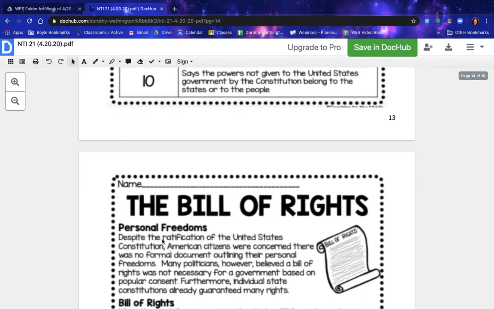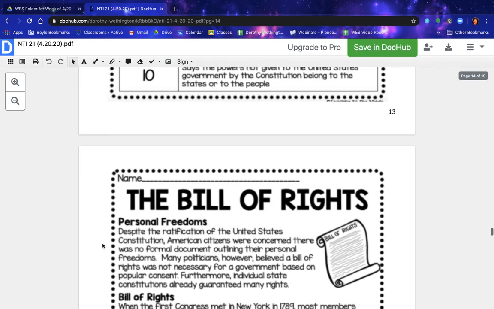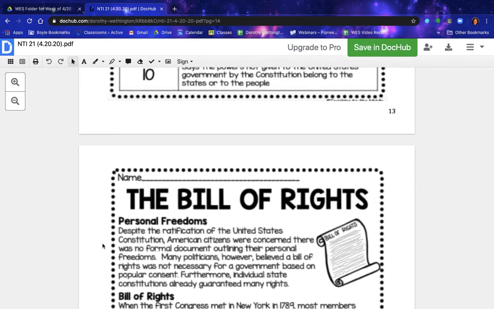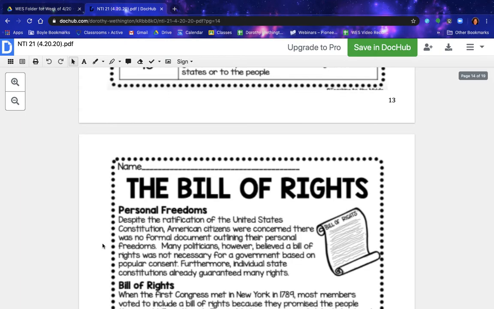The Bill of Rights, Personal Freedoms. Despite the ratification of the United States Constitution, American citizens were concerned there was no formal document outlining their personal freedoms. Many politicians, however, believed a Bill of Rights was not necessary for a government based on popular consent. Furthermore, individual state constitutions already guaranteed many rights.